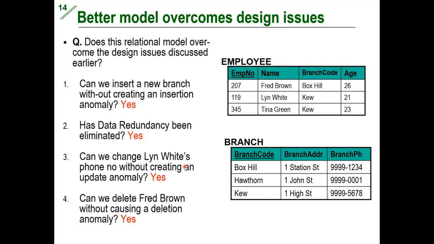And then Fred Brown is retiring. Can I get rid of Fred Brown's details without impacting the branch details? Yes, I can do it without having any problem. Fred Brown is the first employee. If I delete this employee in the first row, it will not impact anything in the branch table. So we avoided the deletion anomaly as well.